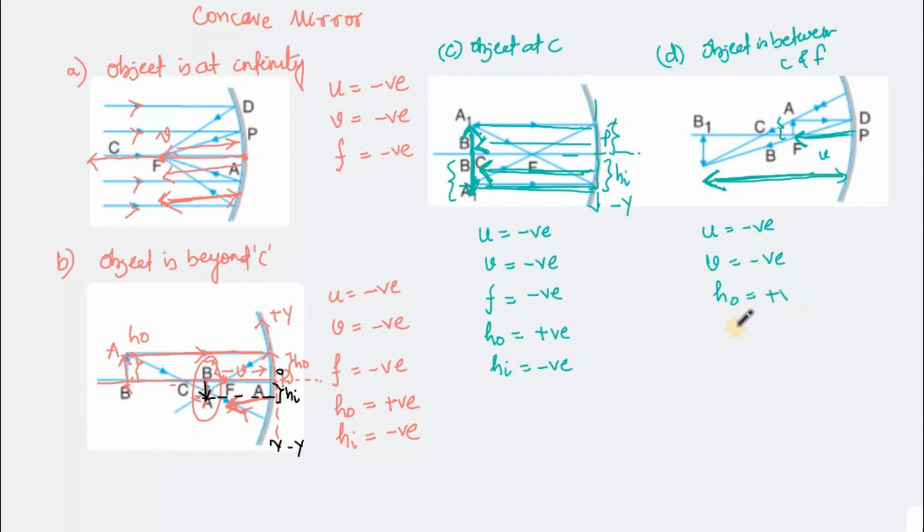So height of the object is positive, and focal length is negative for the concave mirror. The image is an inverted one, it's lying below the principal axis, so this will be its height, that's along the negative y-axis, so height of the image will be negative over here.